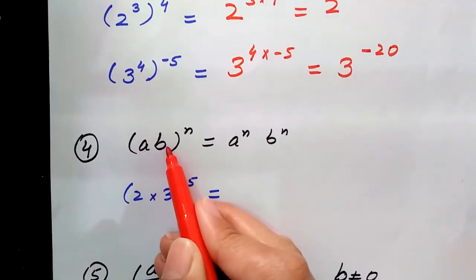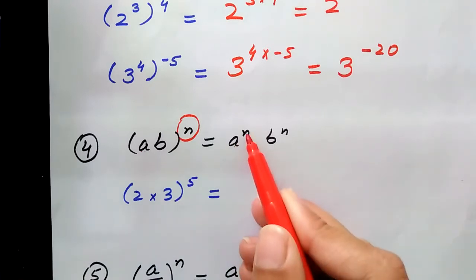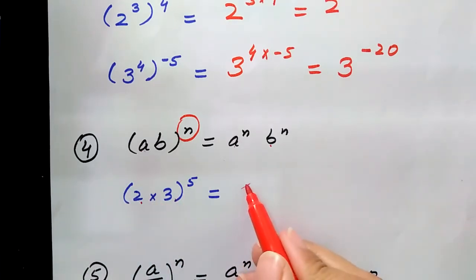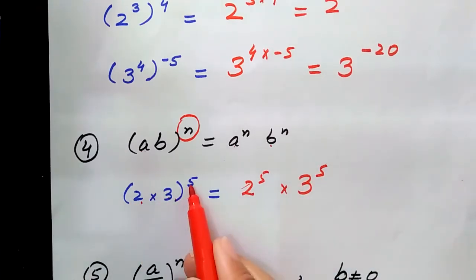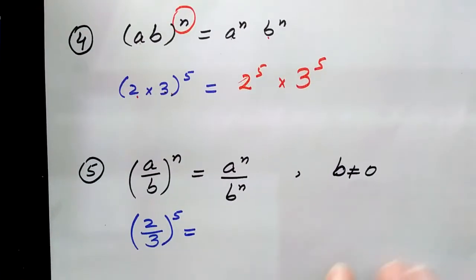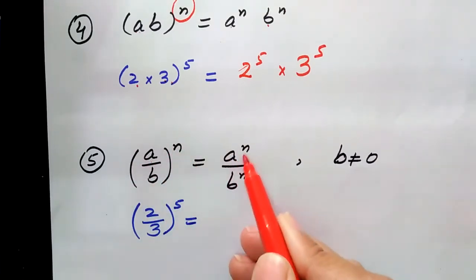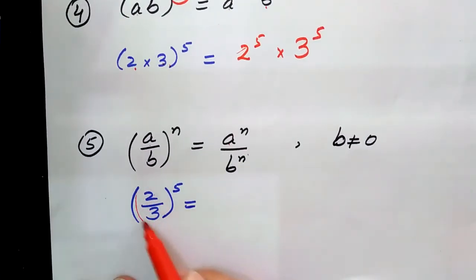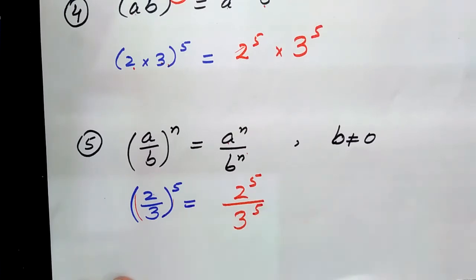And if we have ab whole raised to power n, this power will apply to each of a and b, like a raised to power n and b raised to power n. For example, 2 into 3 whole raised to power 5 will become 2 raised to power 5 multiplied with 3 raised to power 5. Individually, each integer will get this power. If we have a divided by b whole raised to power n, then individually they will get the same exponent or power. That will become a raised to power n divided by b raised to power n. For example, 2 divided by 3 whole raised to power 5 will become 2 raised to power 5 divided by 3 raised to power 5.